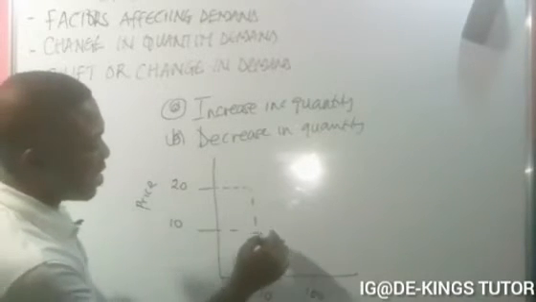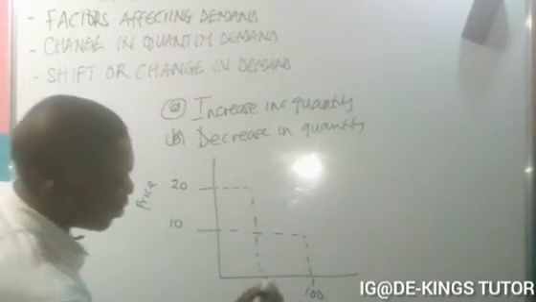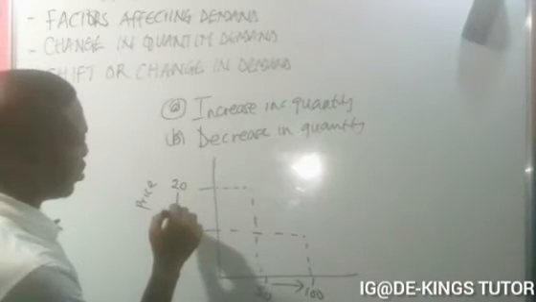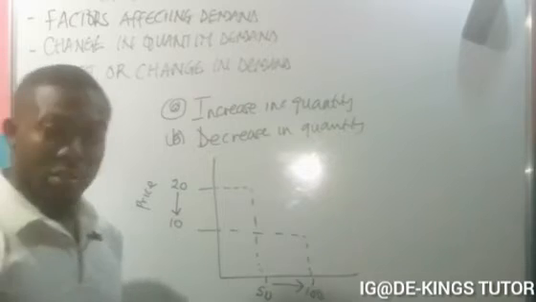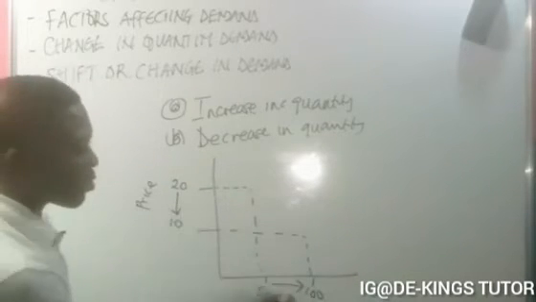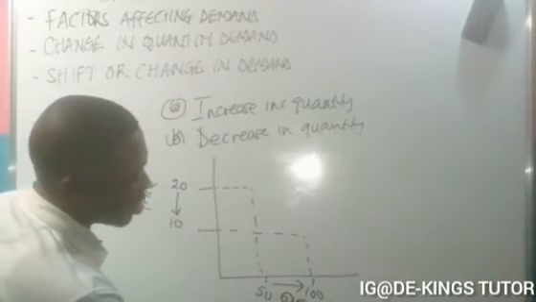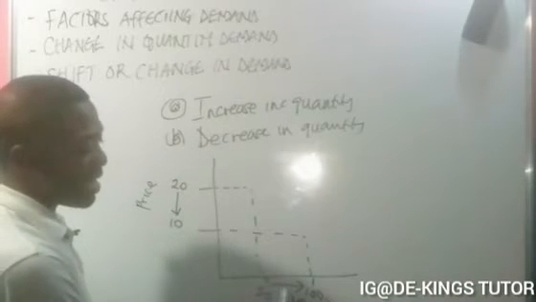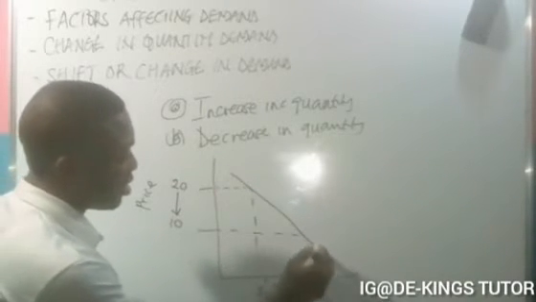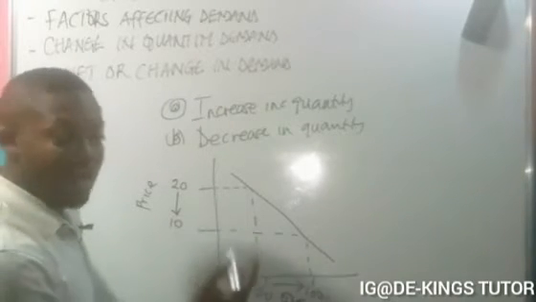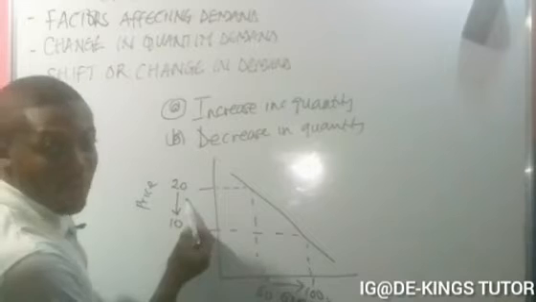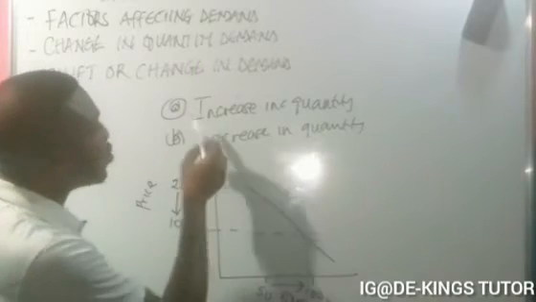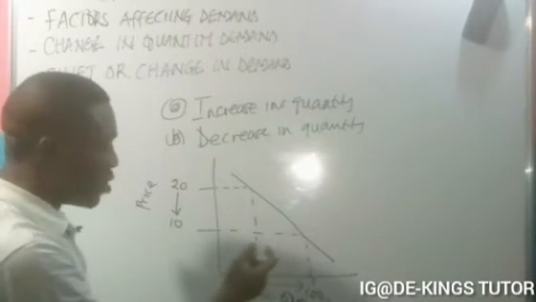Now when it is 10, let's have something like this. Now this is the quantity axis. What this is showing is that a decrease in the price leads to an increase in the quantity. This is a demand curve. What it means is that if the price goes down, the quantity will go up in terms of the law of demand. So that is what we call increase in the quantity demanded. That is what it is caused by: price.